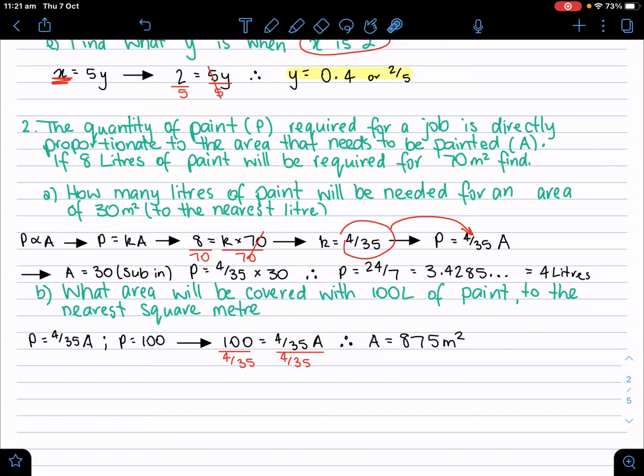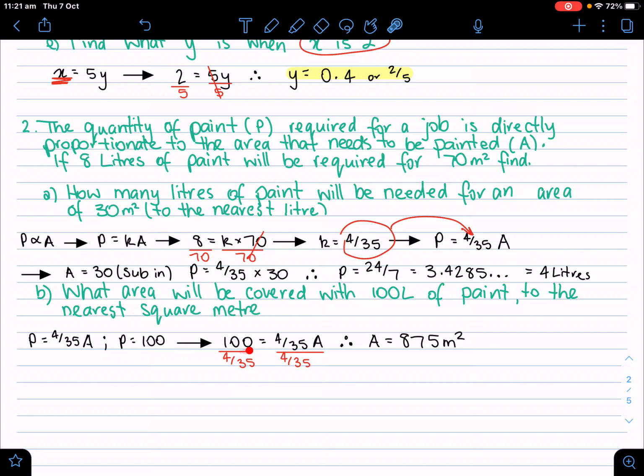Let's go on to question B. Question B says, what area will be covered with 100 liters of paint? So now they've given me the P value, but they want to know the A value. So let's have a look at how we do that. Well, we start with our universal formula where P equals 4 over 35A. And that's why it's called a universal formula, because it'll apply to everything. It'll allow us to do any unknown for that question. So now we know P equals 100. So now all we do is we sub it into where it goes.